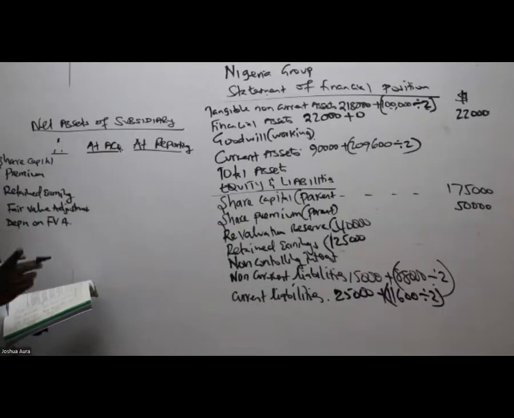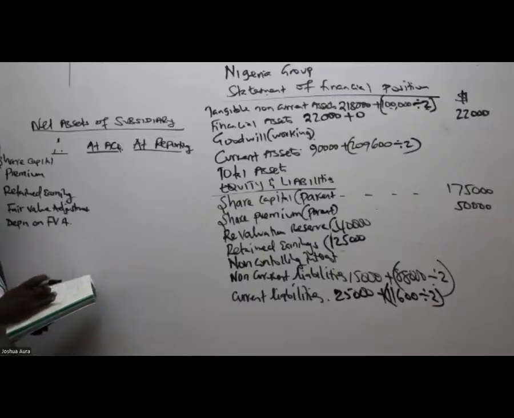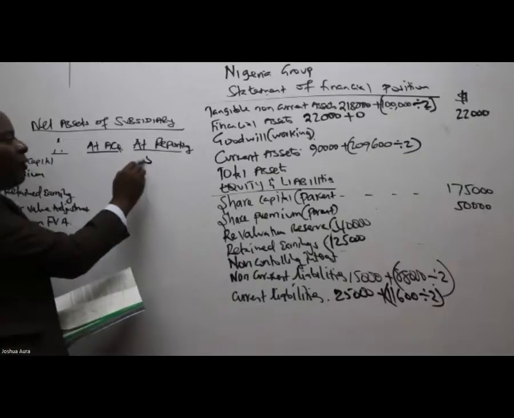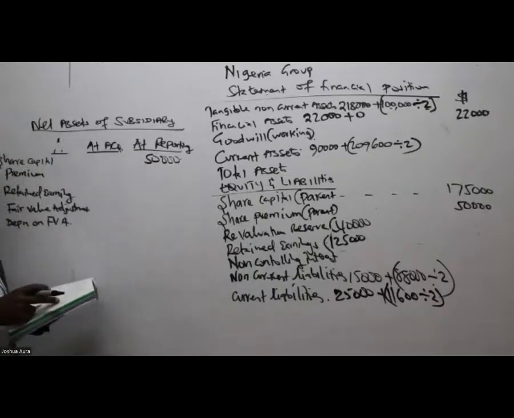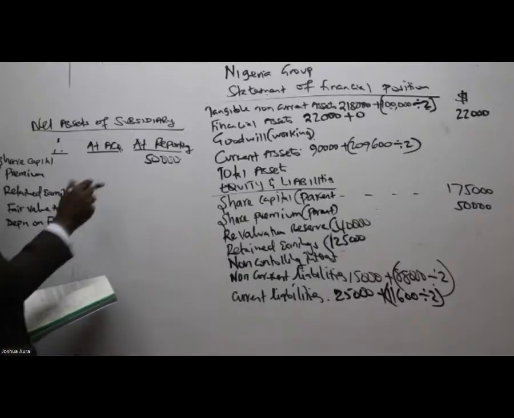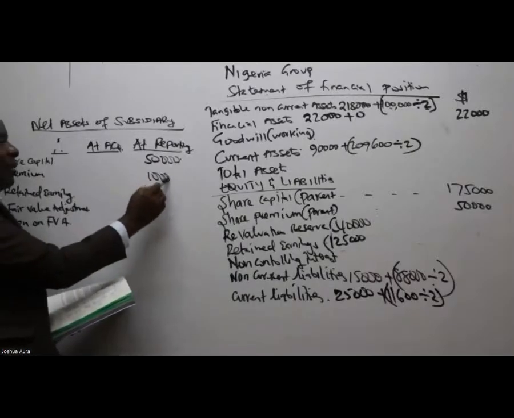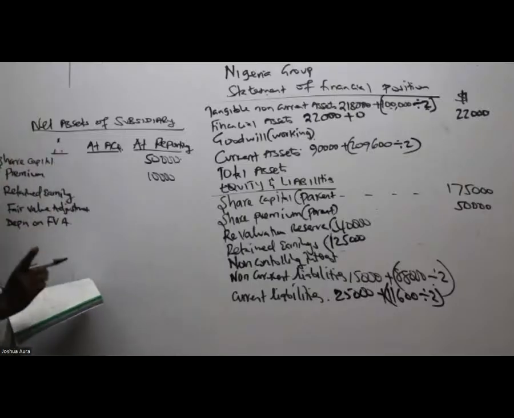Remember, you're talking of net assets of the subsidiary. Here, we shall not pick net assets of the parent at all. So the ordinary shares that I will pick are ordinary shares of Lagos, our subsidiary. Because I'm picking this figure from the statement of financial position, the 50,000 should come here at reporting. And then I can see the premium there, 10,000, for the subsidiary, Lagos.